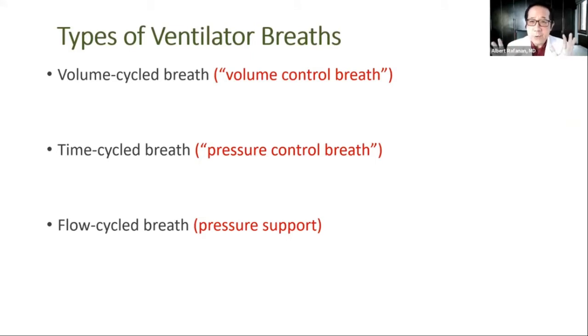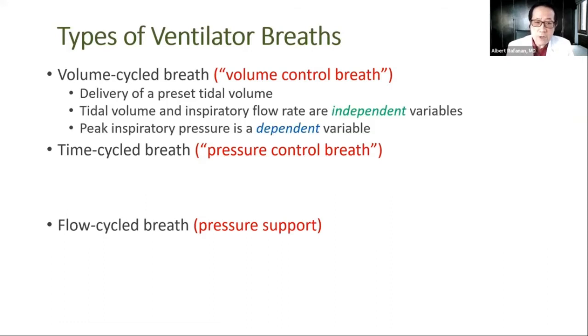The type of ventilator breath is also very important. When we say volume cycle breath, we're giving a certain amount of volume. For a volume controlled breath, it is the delivery of a preset tidal volume. When we set a volume of 400 cc, it will give 400 cc. The tidal volume and inspiratory flow rates are the independent variables, so these are the ones that you set, while the peak inspiratory pressures are the dependent variables. So in volume control, you set the tidal volume and the inspiratory flow rate.